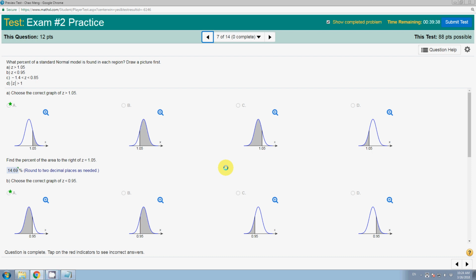Okay, this is question number 7. What percent of a standard normal model is found in each region? So we get 4 questions, and this question tells us we are dealing with a standard normal distribution.